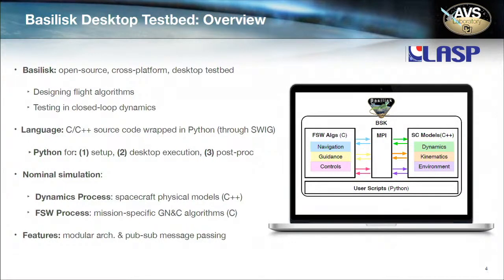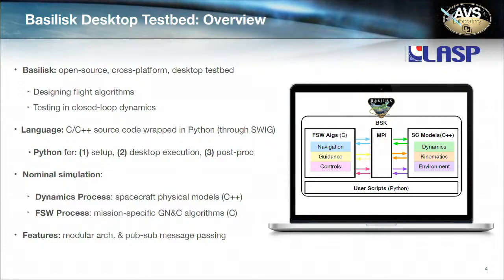I would like to start with an overview of Basilisk, which is an open source cross-platform desktop testbed for designing flight algorithms and testing them in closed-loop dynamic simulation. Basilisk leverages the use of Python for flight software development, provided the flight algorithm source code and the spacecraft simulation code are written exclusively in C and C++, and then simply wrapped into Python for setup, desktop execution, and post-processing. And this image shows the nominal configuration of a Basilisk simulation.